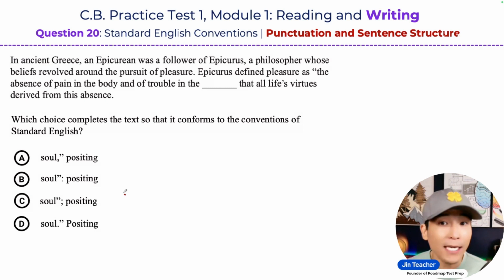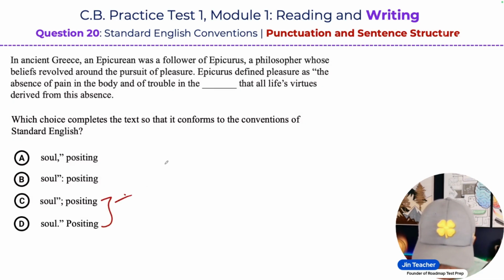Okay. So now what we can do when we know these punctuation rules, we can actually use our knowledge to help us eliminate wrong answer choices. We can use our knowledge to help us get to the correct answer when it comes to sentence structure, right? So what do I mean by this? Here's what I mean. Let's take a look at answer choice C, which is a semicolon, right?